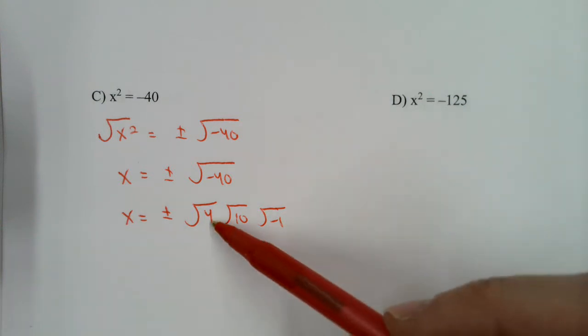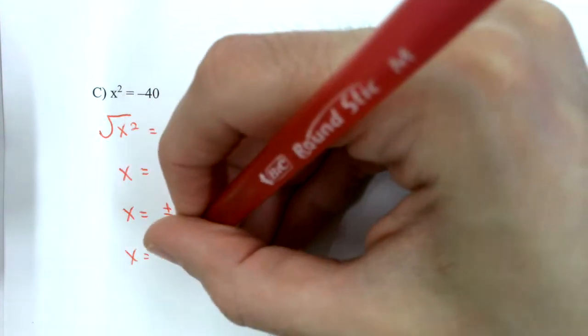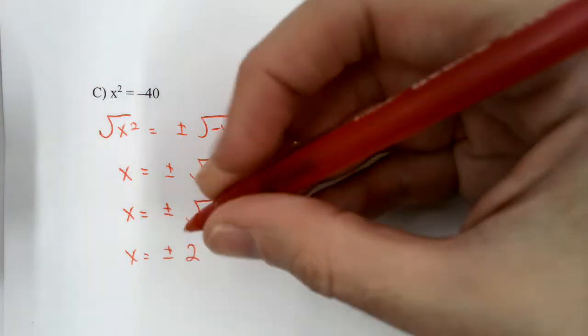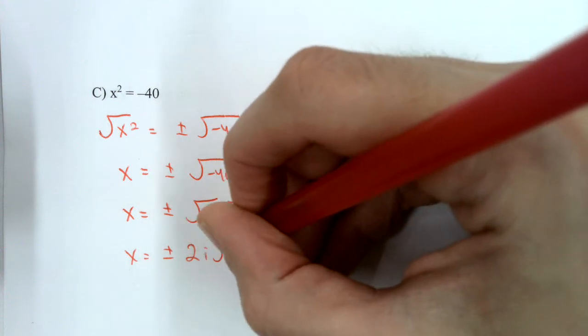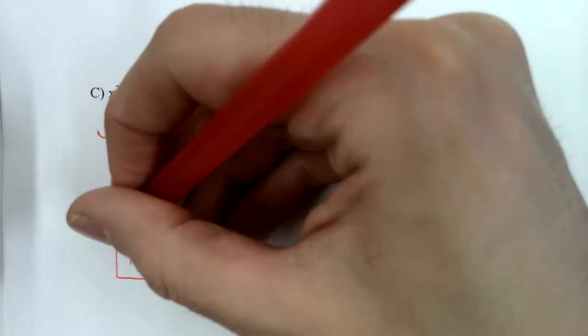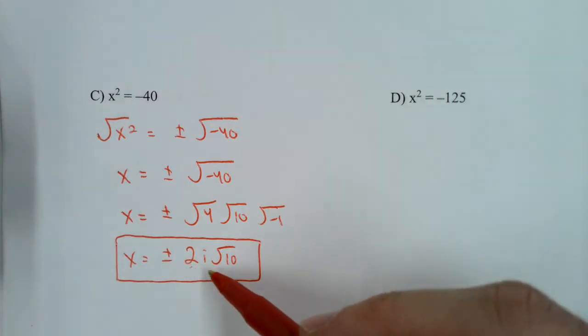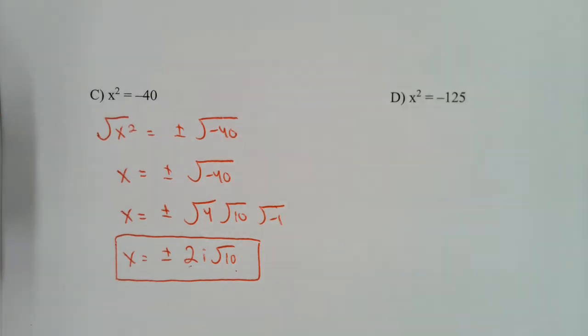Now the square root of 4 is 2, and the square root of negative 1 is i. So 2i square root of 10 in positive and negative. That's how you write the answer, okay? So it goes number, then i, then square root. And positive and negative comes out front.